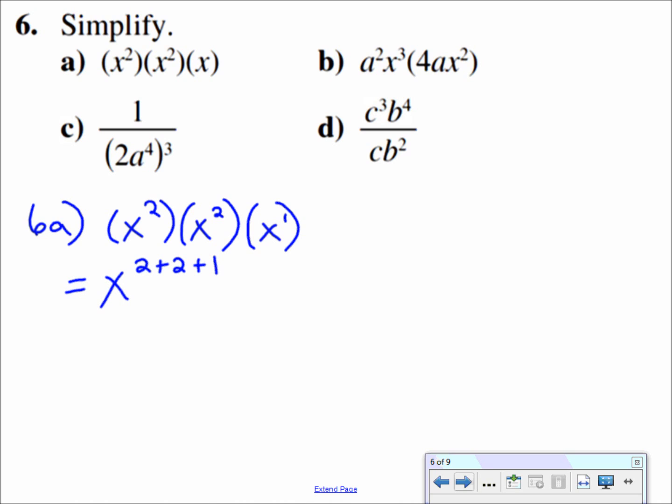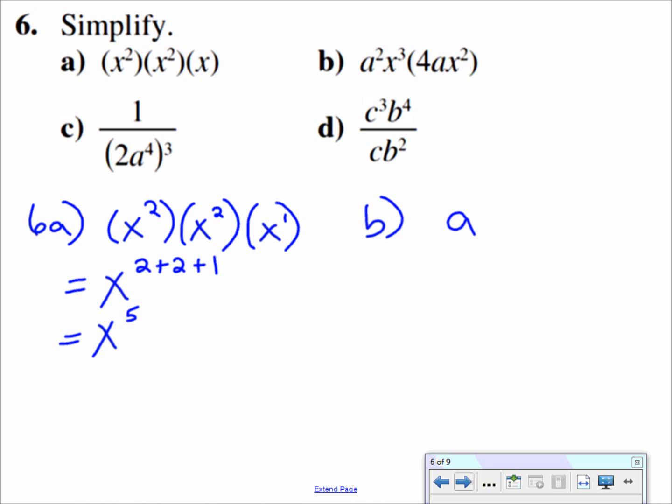So all I'm doing is 2 plus 2 plus 1. That's it. So my final solution here is x to the 5th. I cannot evaluate these questions because I have an unknown variable. This is as small as I can get it. If the question said x equals 3, then you could plug it in. All right, B. Do B next, guys.